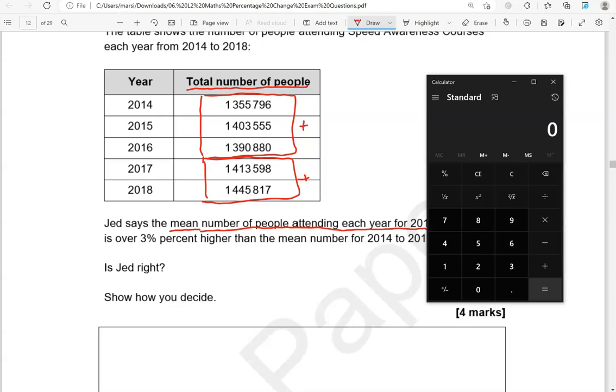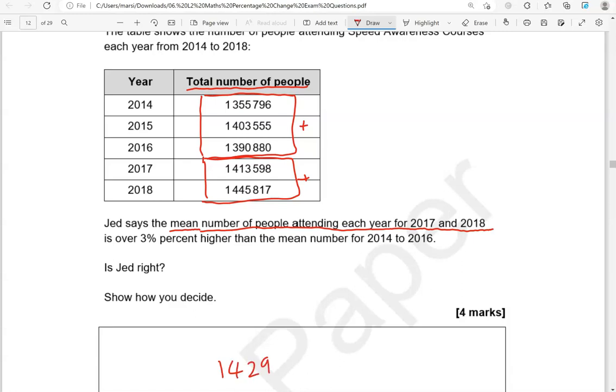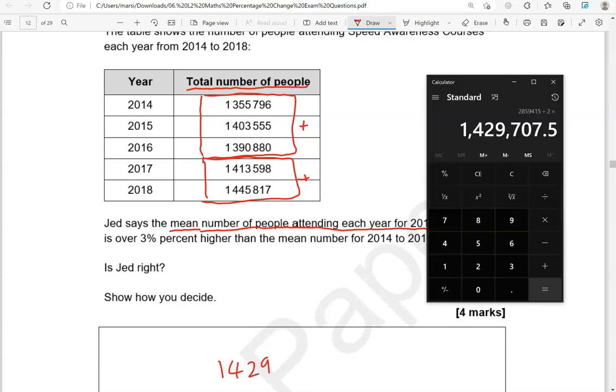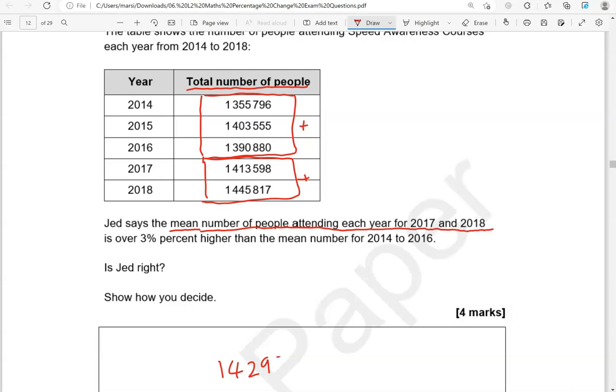So 1,413,598 plus 1,445,817 gives us this number, which we divide by 2, and it gives us 1,429,707.5.